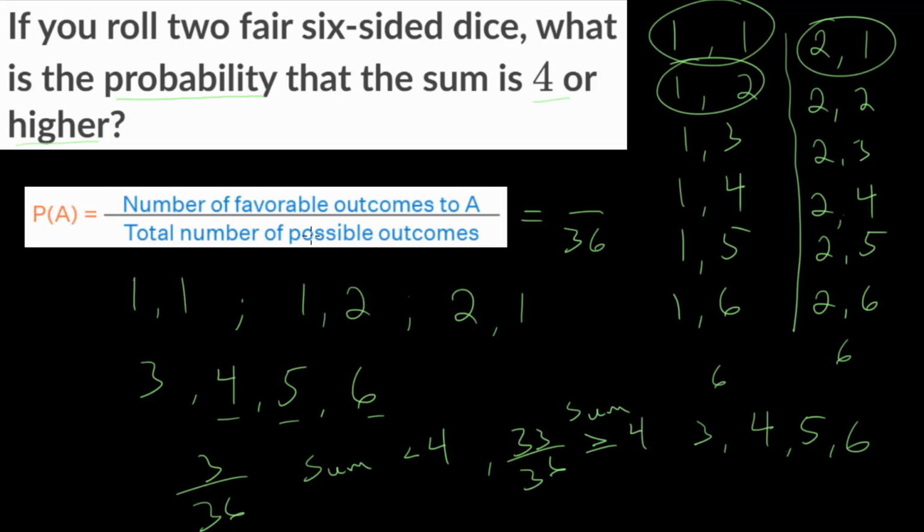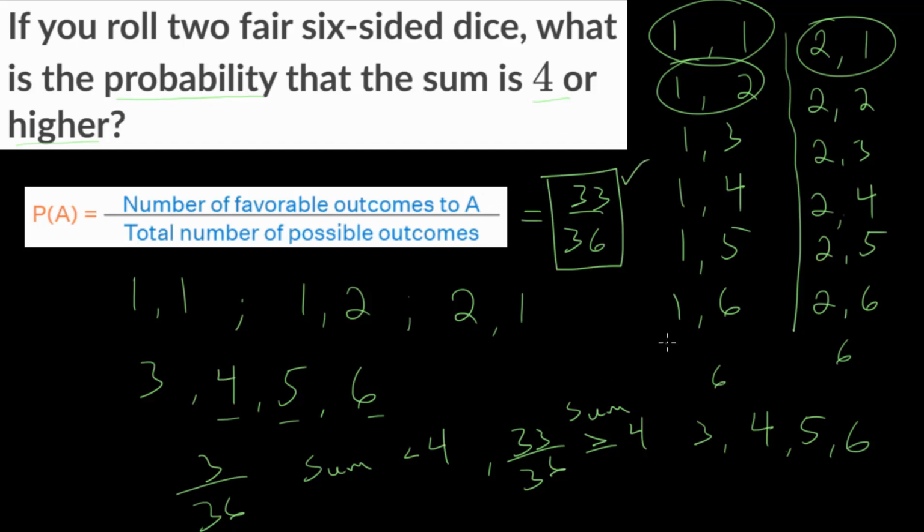So the number of favorable outcomes for our event that the sum of the two dice is 4 or higher would be 33, meaning that the probability that the sum of the two dice is 4 or higher would be 33 out of 36. So this right here will be our final answer.